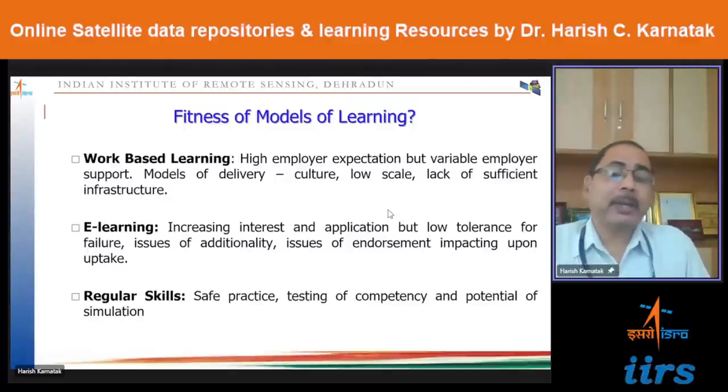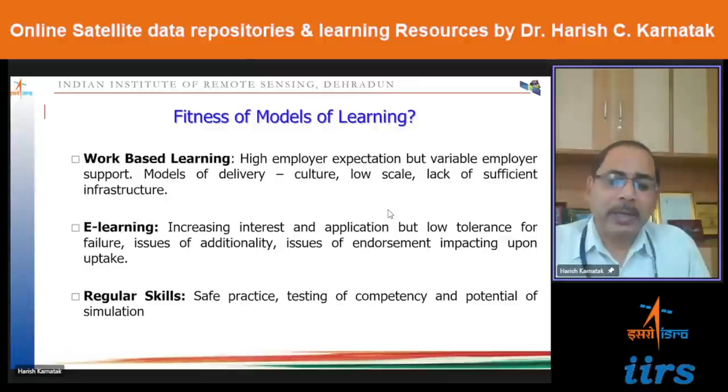E-learning is emerging as another interesting mode of learning, sometimes also called collaborative learning. Here it increases interest and applications, but there is low tolerance for failures, issues of adaptability, and so on. But self-motivation is very important here, because in the e-learning mode a lot of content will be available. Teachers are not there to guide you or motivate you, but if self-motivation is there, e-learning is also becoming very, very popular for learners.